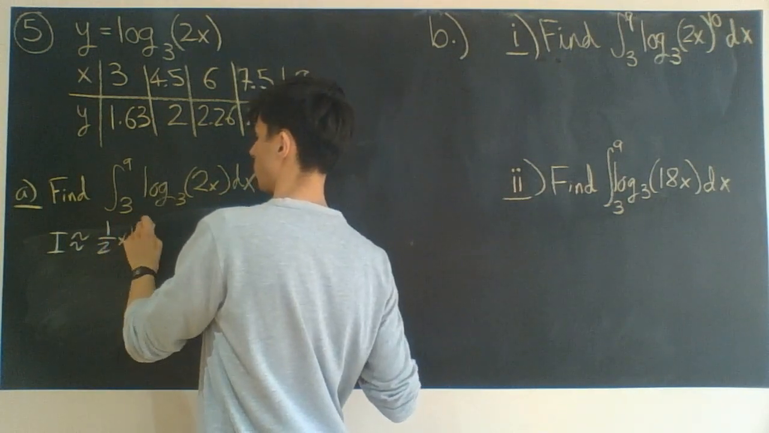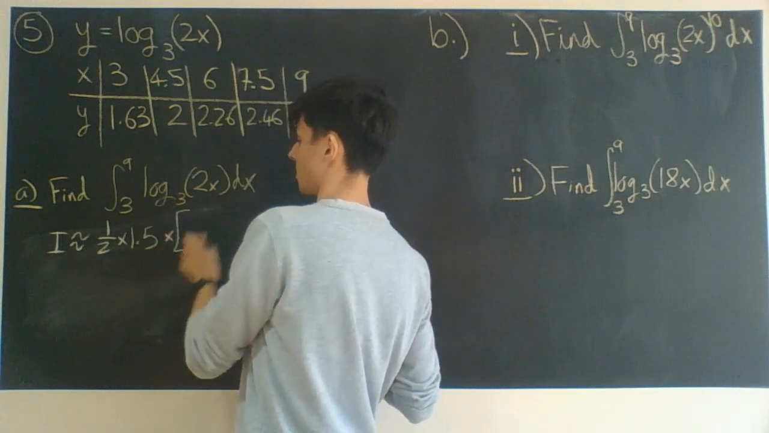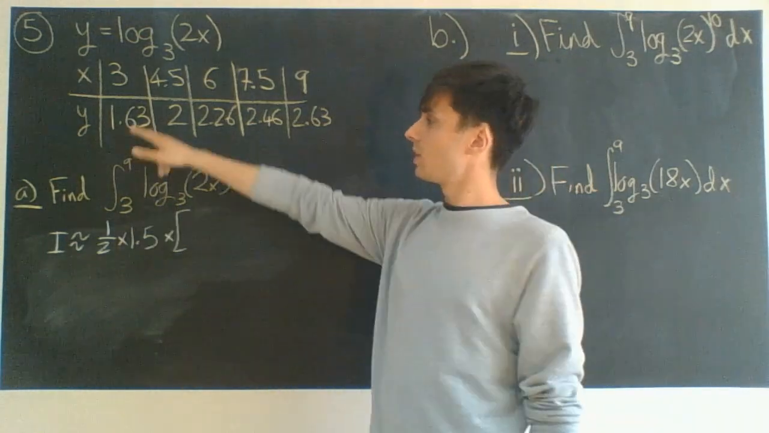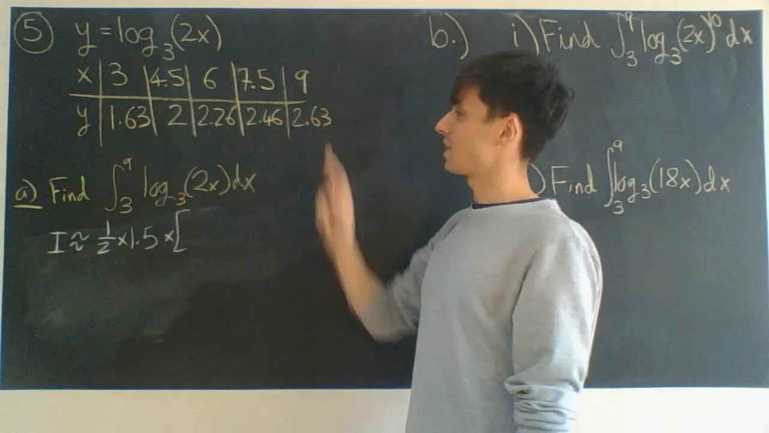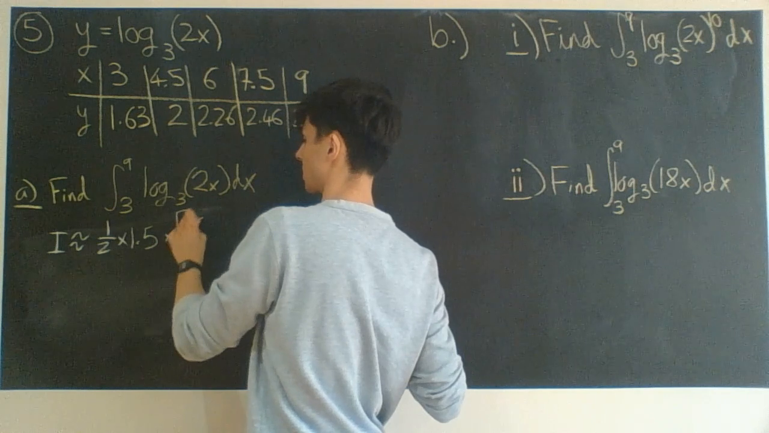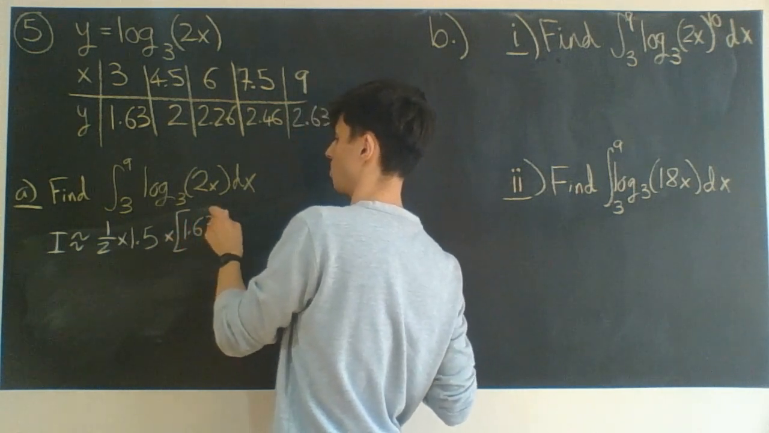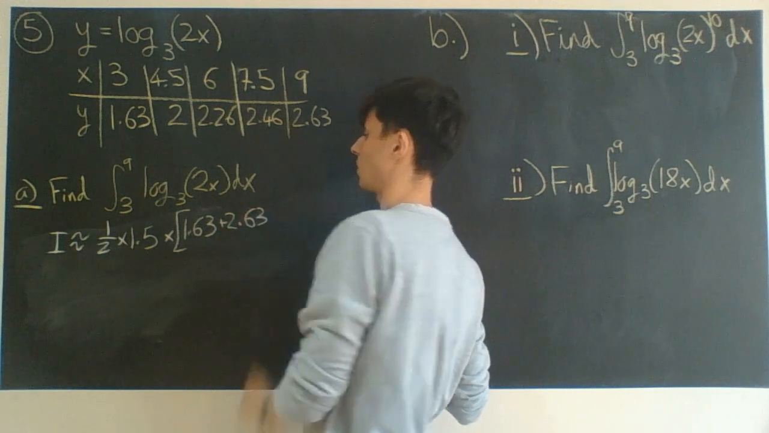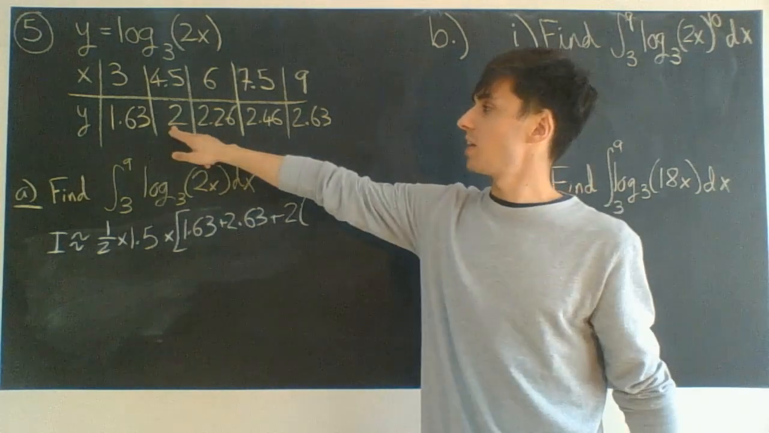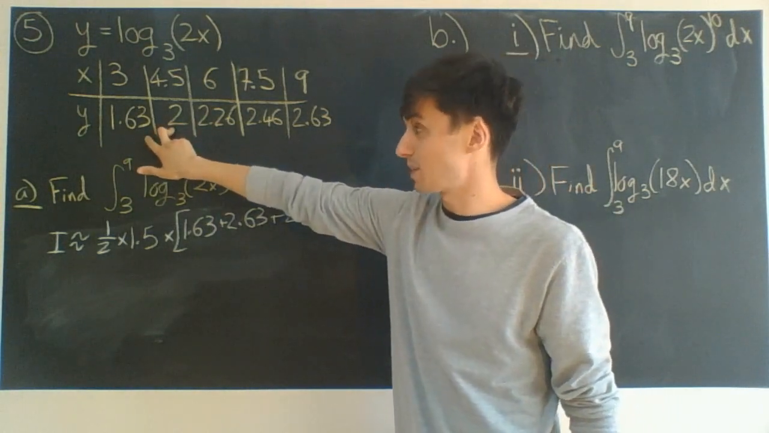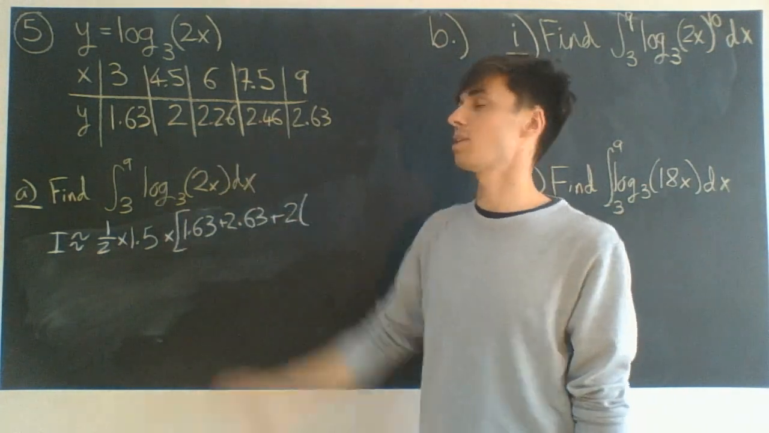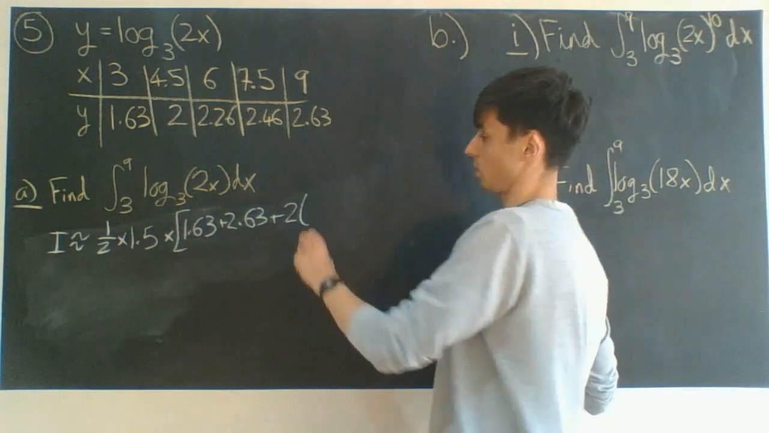So a half times 1.5 times, and now we need to think about those y values because they're the heights of our trapezia. If you think about this one on the end and this one on the end, they only feature once in each trapezium. So that's why we have just a 1.63 and a 2.63 featuring once. But all of the other points, those middle points, feature once at the end of the first trapezium and then once at the beginning of the second trapezium, and so on. All of the three middle points feature twice, so we need to double those up.